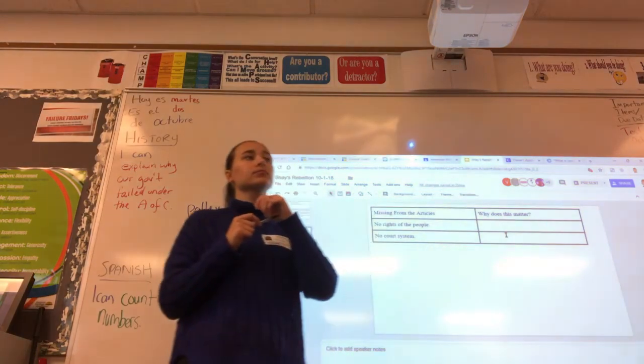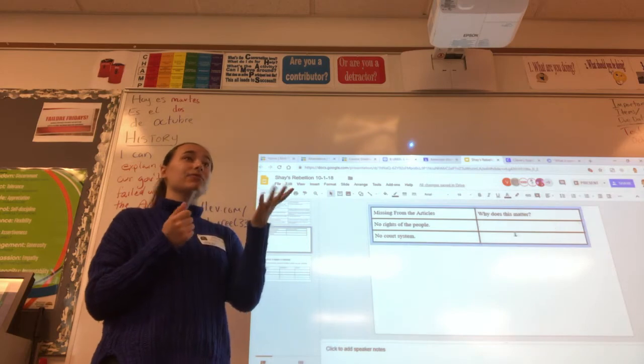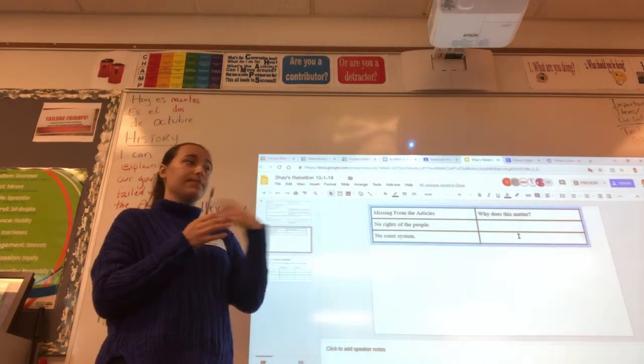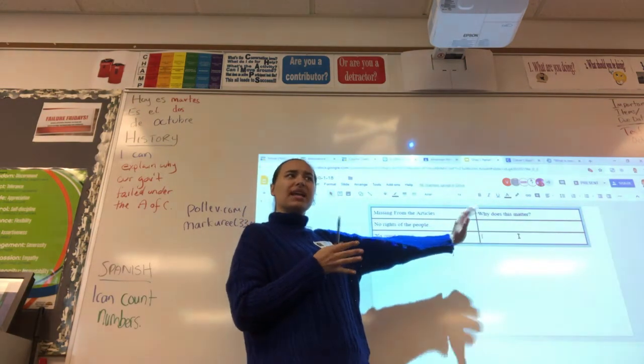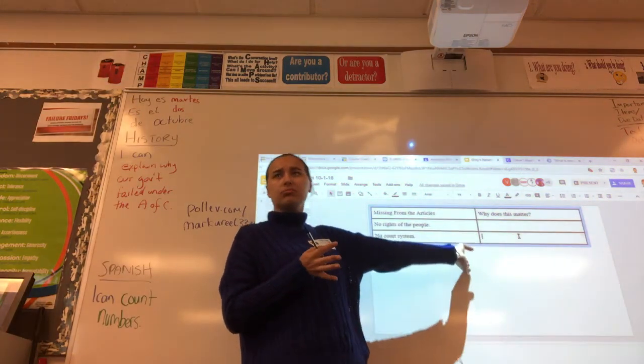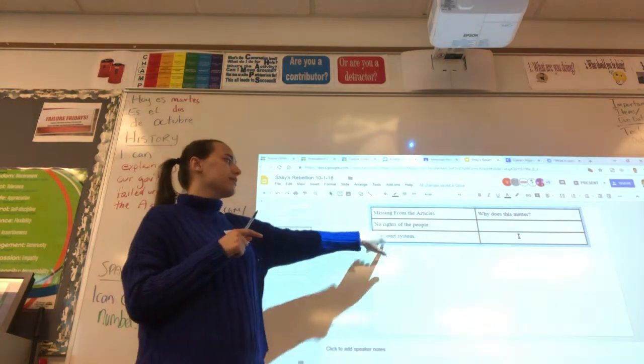Also, if there's no court system, people can go around doing whatever they want. Exactly, because if you don't get caught, nothing's going to happen to you, right? Good job. So it's not fair, and it gives more freedom, could you say? It gives more freedom to people who want to break the law. Those are two important things you should have for no court system.